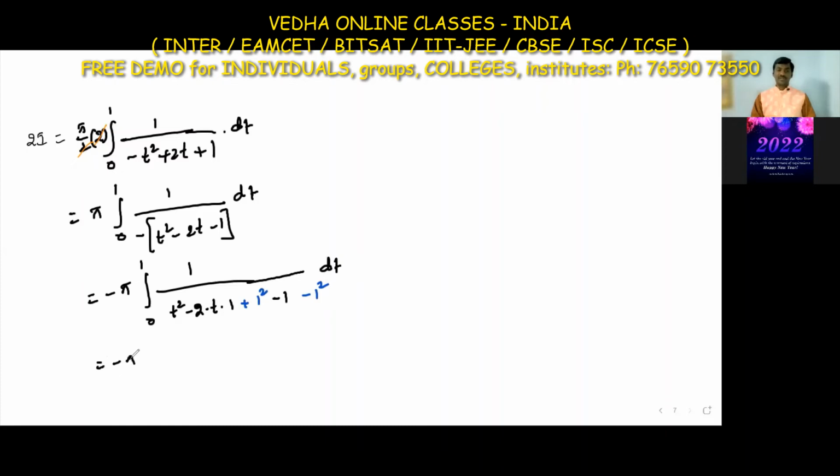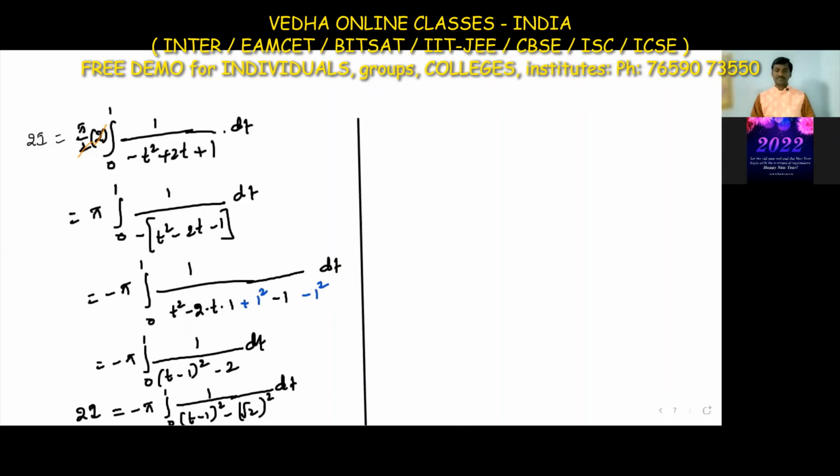Now this is equal to minus pi integral of 0 to 1 divided by a square minus 2ab plus b square, that is (a minus b) whole square, (t minus 1) whole square, and minus 1 and minus 1 square is also minus 1 only. Minus 1 minus 1 is minus 2, into dt. Okay, so now we can write it as minus pi into integral of 0 to 1 divided by (t minus 1) whole square minus 2, I am writing as root 2 whole square, and dt. This is the value of 2I.